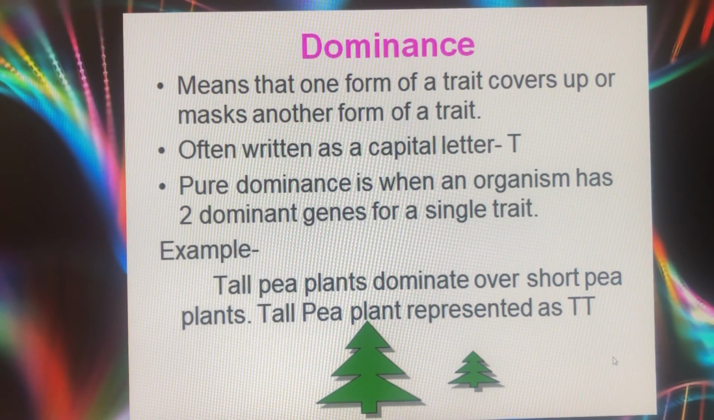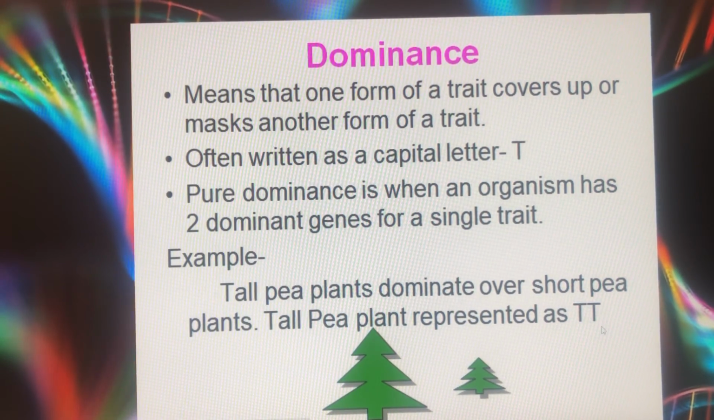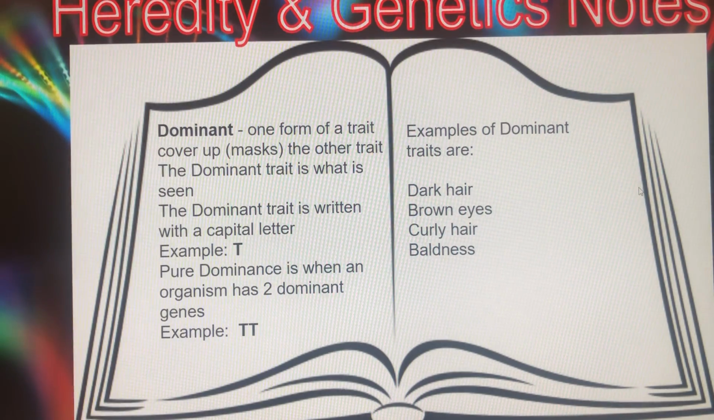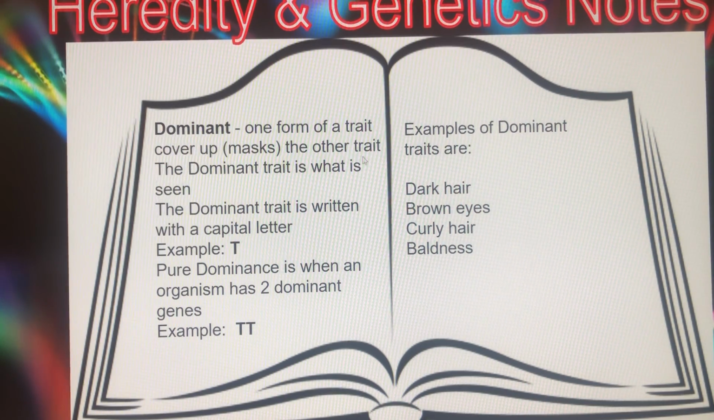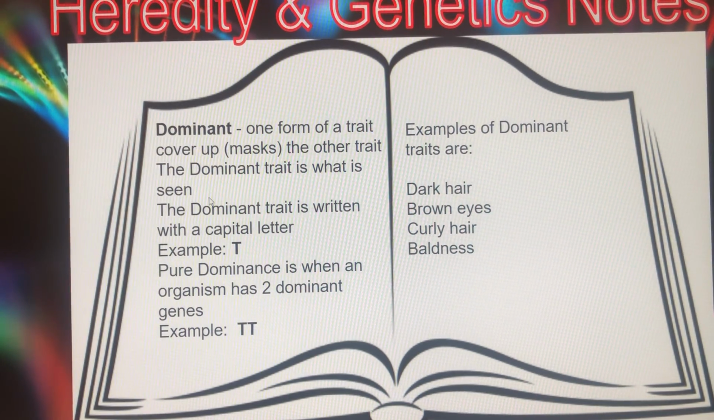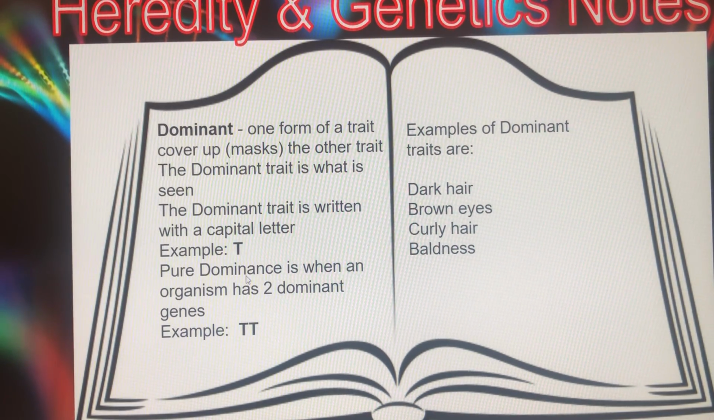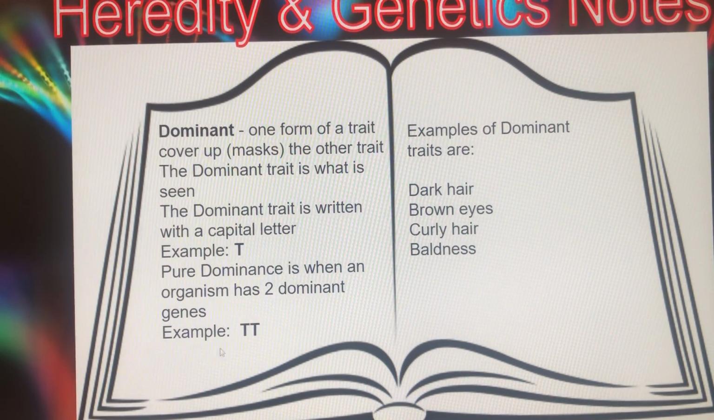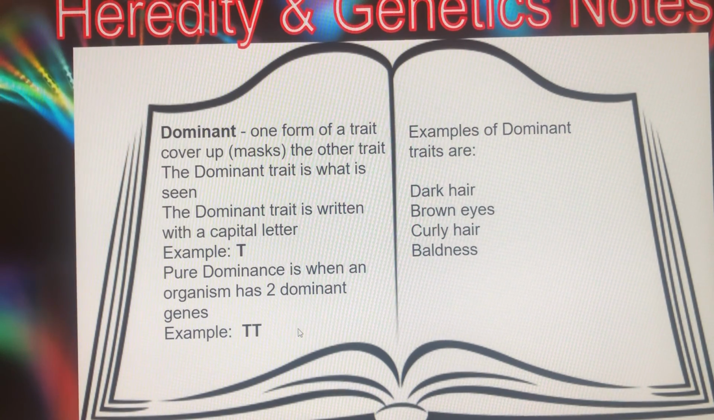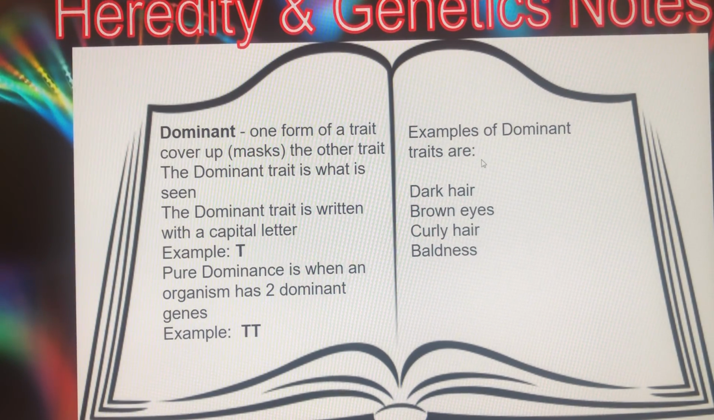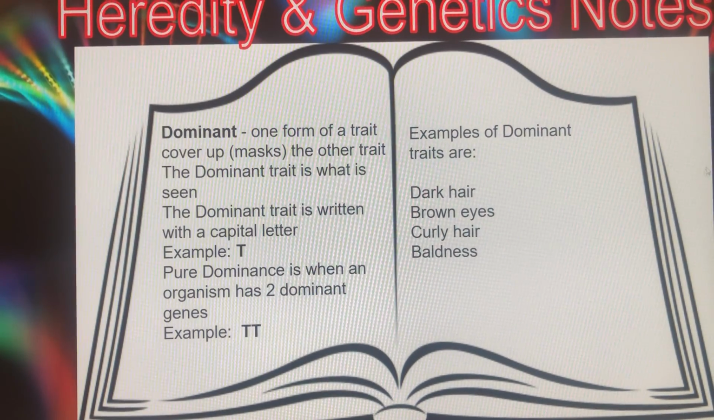If you have parents that have both dominant traits, you'll see capital T, okay? So for your notes today, please write down that the dominant trait is one form of a trait that covers up or masks the other trait. The dominant trait is what is seen. The dominant trait is written with a capital letter, example, capital T. Pure dominance is when an organism has two dominant genes, example, capital T, okay? We'll talk more about this in just a little bit. Examples of dominant traits that we would see, guys, would be like dark hair, brown eyes, curly hair, maybe some baldness.